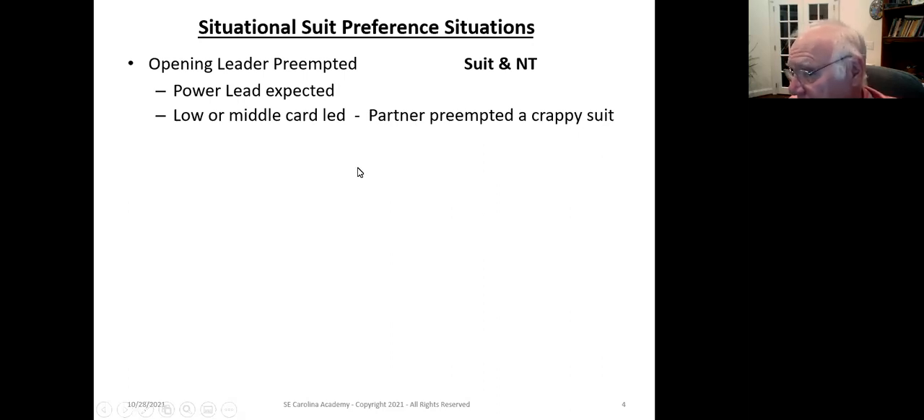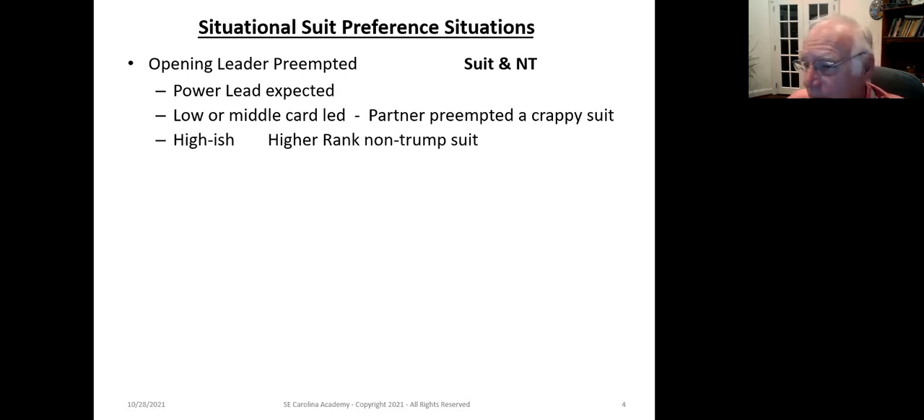I've been known to preempt in a suit with only a jack because of the obstructive value, the amount of obstruction it puts in front of the opponents. So in this particular situation, if they lead a high card, your partner is pointing to a higher rank, if they lead a lowish card, they're pointing to a lower rank. Okay, and these are pretty easy to detect as long as you're paying attention to that particular situation.